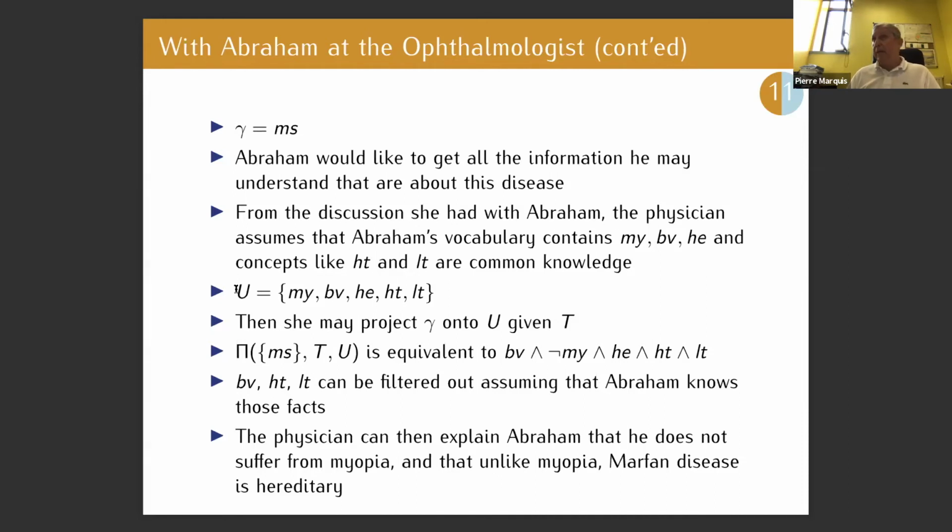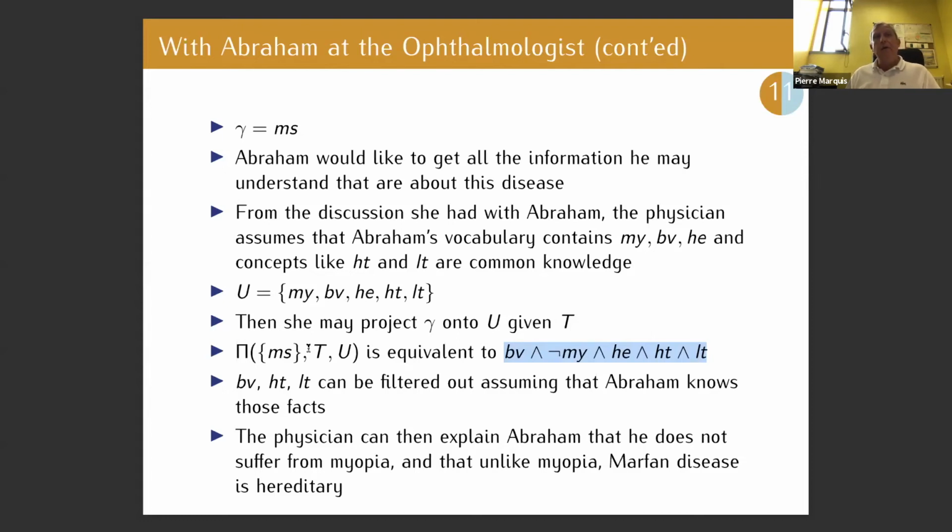So she can make an assumption about the user vocabulary, the vocabulary of facts that can be understood by Abraham, and then project the explanation onto this vocabulary, given her domain theory. So what she can get this way is this conjunction here: blurred vision, it is not myopia, it is a hereditary disease, and it also explains why the thumb is hypermobile and longer than usual.